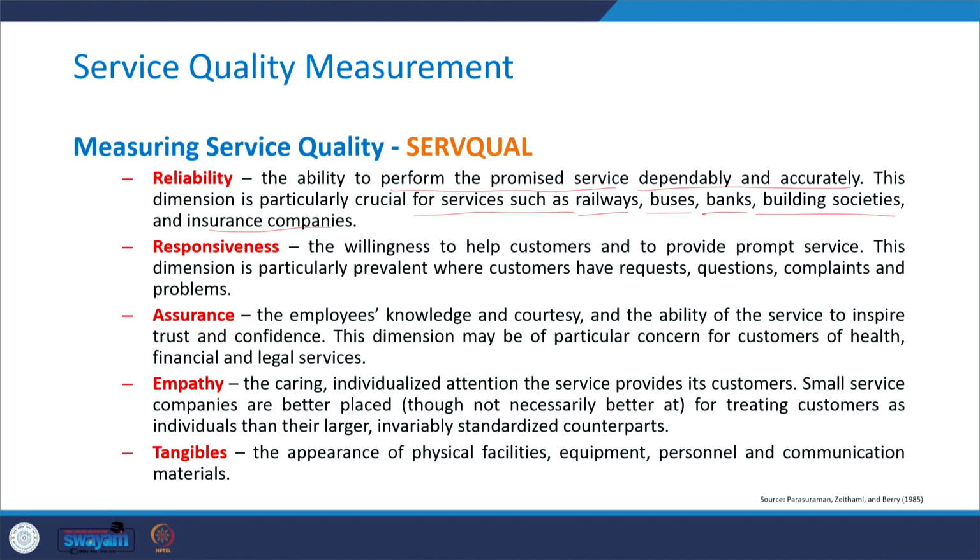The second dimension of service quality is responsiveness. This is the willingness to help customers and to provide prompt service. This dimension is particularly prevalent where customers have requests, questions, complaints, and problems. In those cases, a customer expects a prompt response from the service provider. Then comes the third dimension, known as assurance. The employee's knowledge and courtesy and the ability of the service to inspire trust and confidence is the assurance that the service provider is providing.